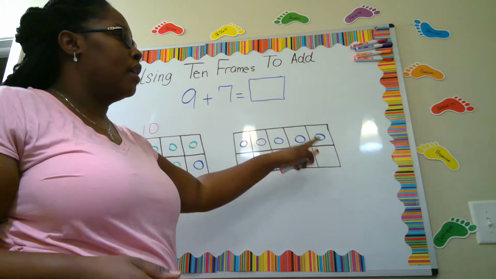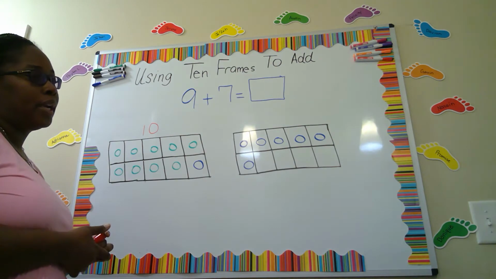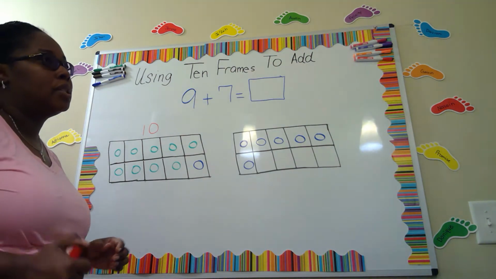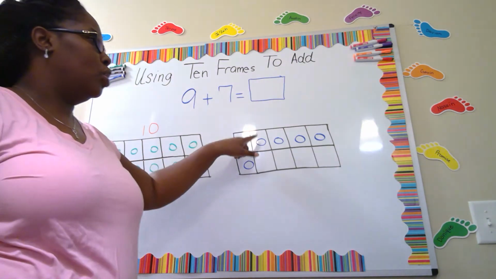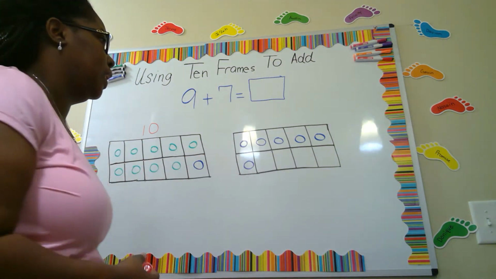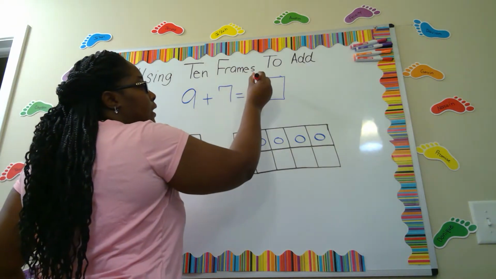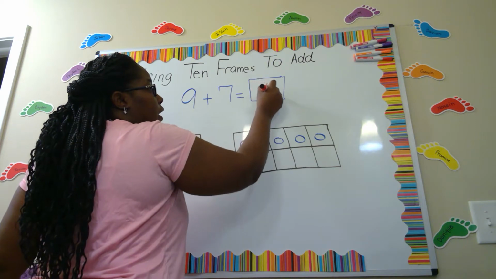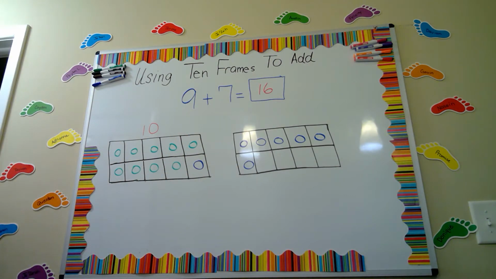And then over here, this isn't all filled out, so I've got to count and see. I'm going to count on to see how many total I have. So I have 10, 11, 12, 13, 14, 15, 16. So 9 plus 7 equals 16. And I found the sum using a tens frame, okay?